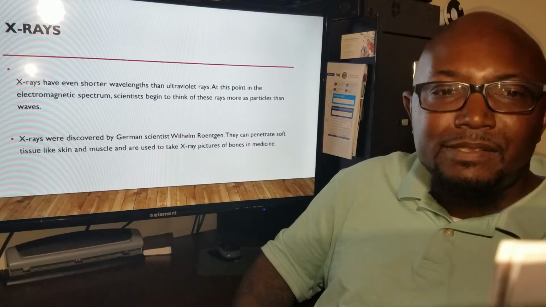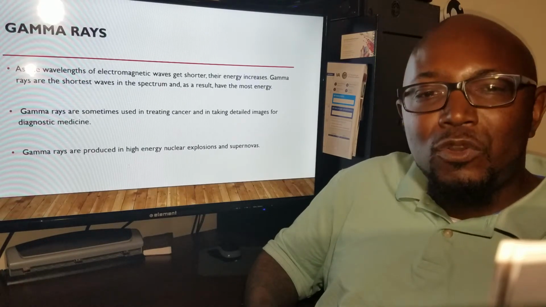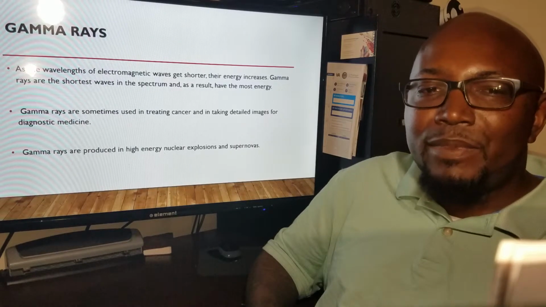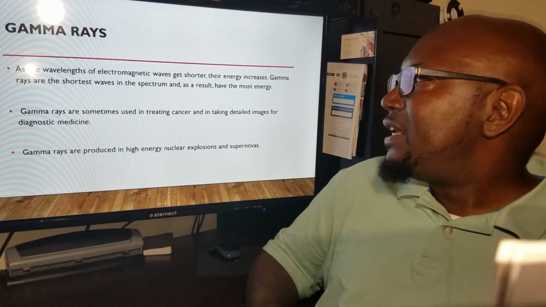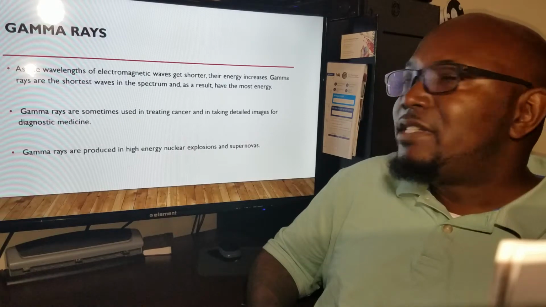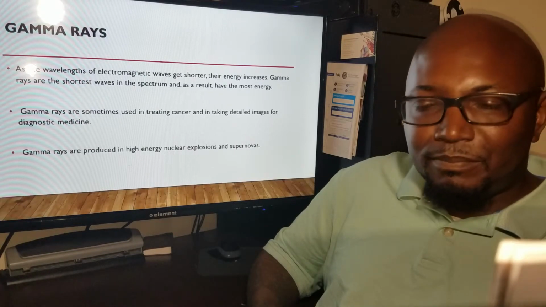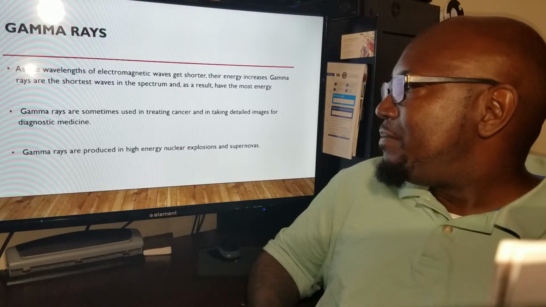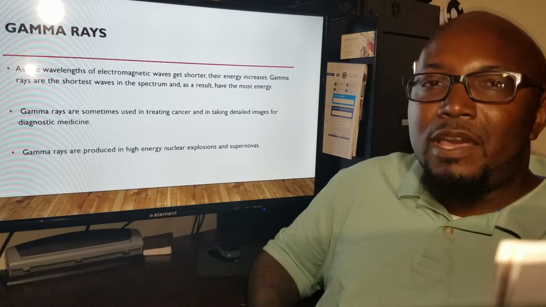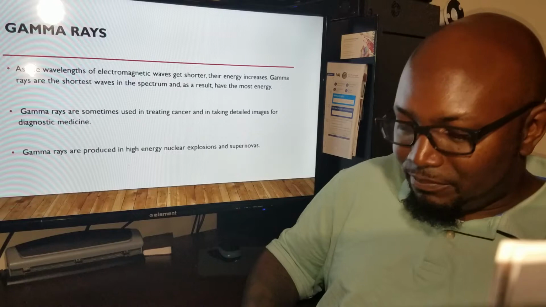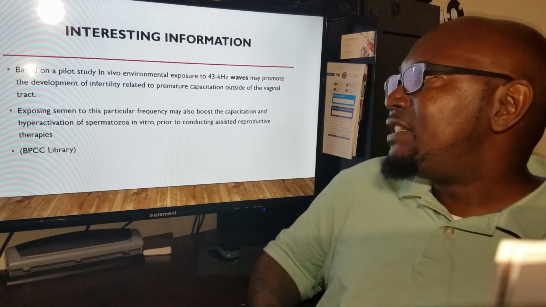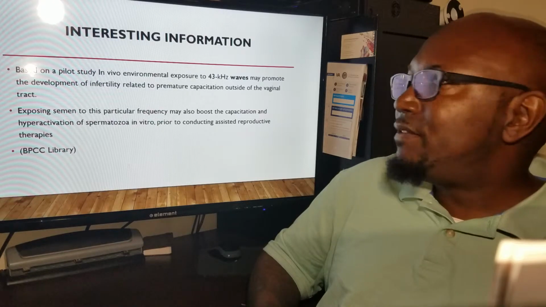After the X-ray, you have the strongest but shortest, which is the gamma ray. The gamma ray is used to treat cancer and also for detailed medical imagery. The gamma ray has been a miracle to modern medicine. Interesting information about electromagnetic waves.